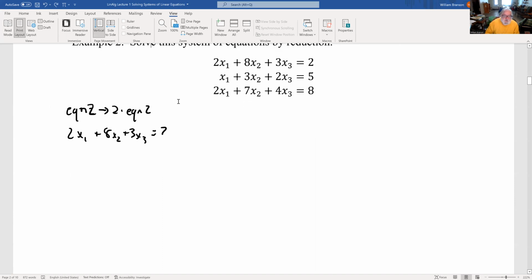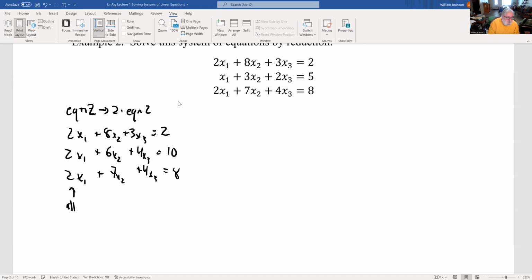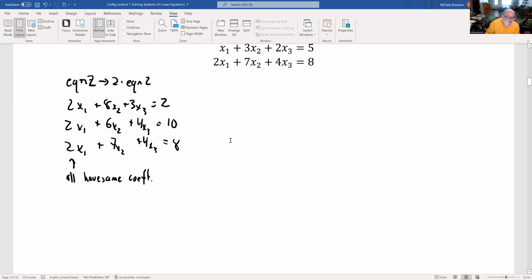So, and we're left with a 2 here. Multiply the middle equation by 2, that gives me 2x1 plus 6x2 plus 4x3 equals 210, and leave the third equation alone. And the point here now is all the x1s have the same coefficient.